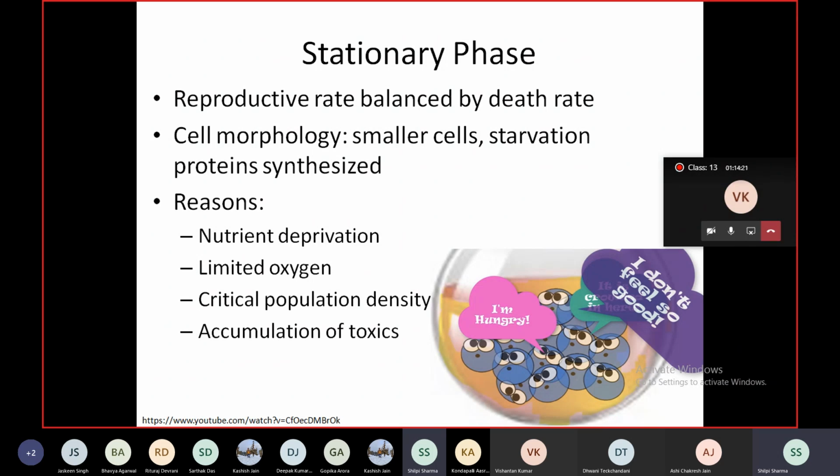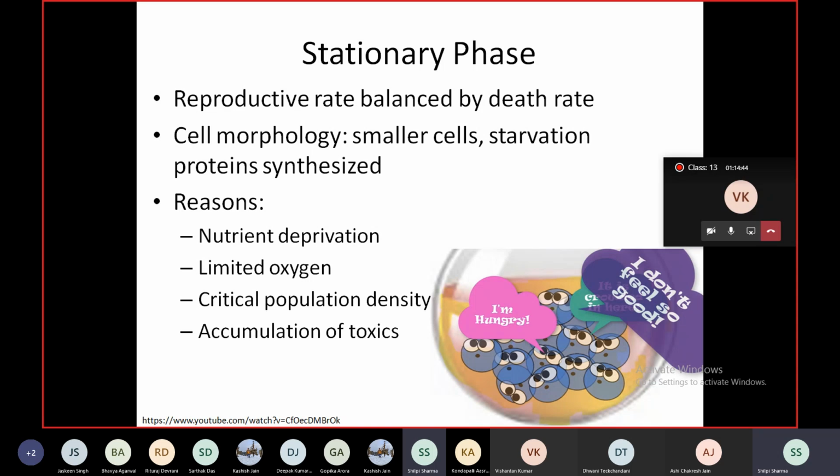Now, this phase is important even for biotechnologists because during the stationary phase, the cells produce secondary metabolites, or metabolites produced after the active growth. Many of these are of economic importance to humans. For example, even antibiotics are secondary metabolites of microbes.